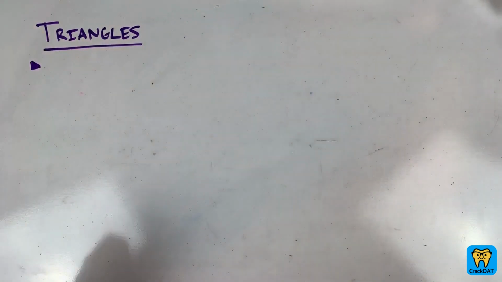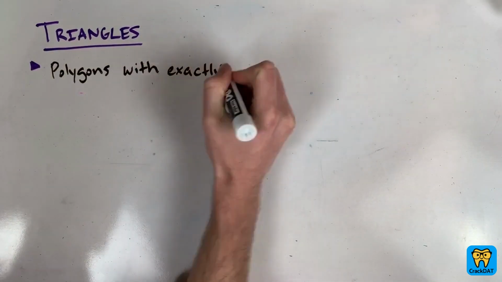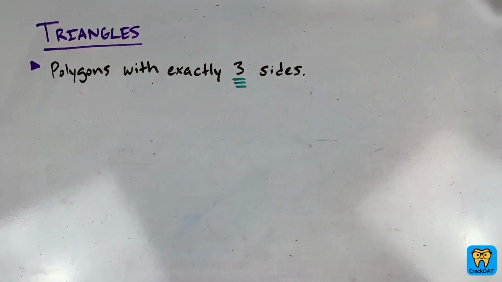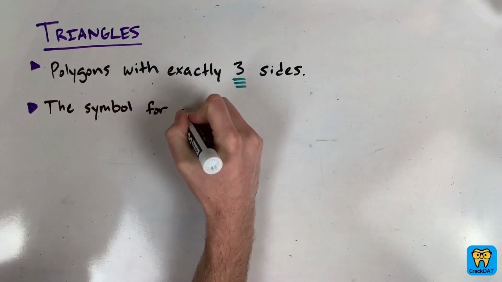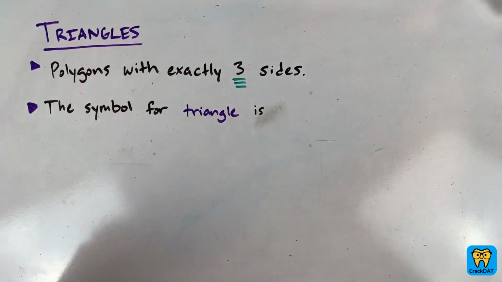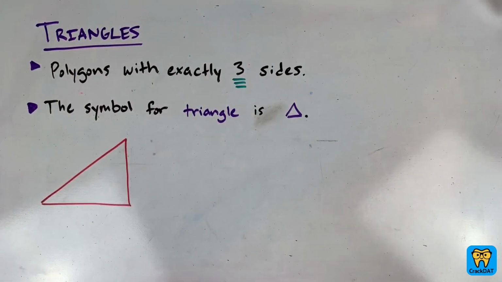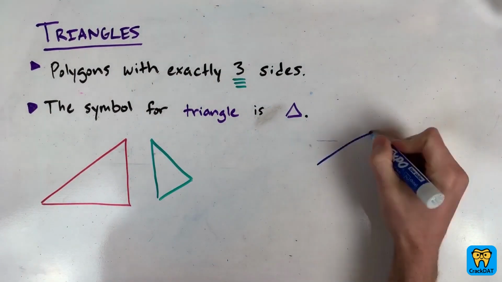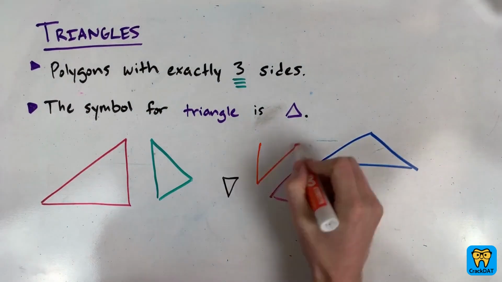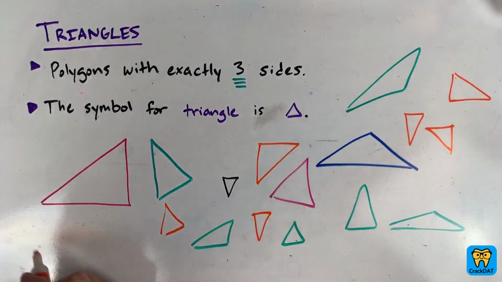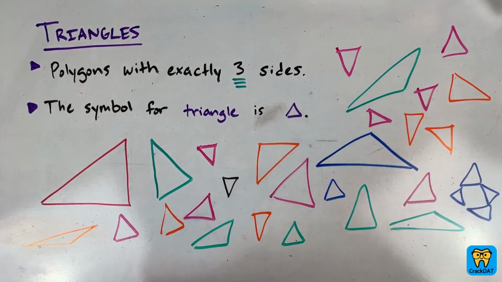So a triangle is a polygon with 3 sides and 3 angles. The symbol for a triangle is this, a triangle. Pretty brilliant, right? For example, this is a triangle, and this is a triangle, and this is a triangle, and this, and this, and many more.